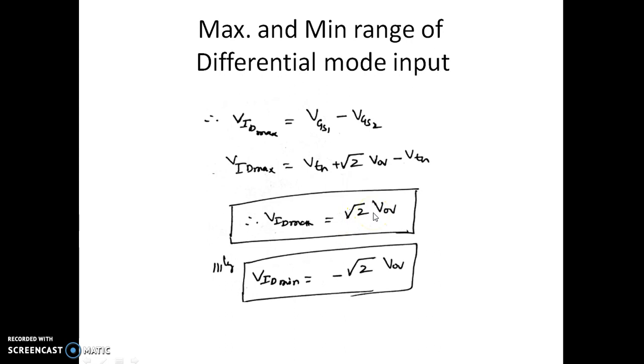Meaning, if you keep on increasing the differential voltage applied to the differential amplifier, the current which was flowing through M2 will get transferred onto M1. The current at M2 becomes 0. The entire current will flow through M1 only. Similarly, we can derive the minimum differential voltage that can be applied, which is minus root 2 times VOV. The entire current of M1 will be transferred onto M2.